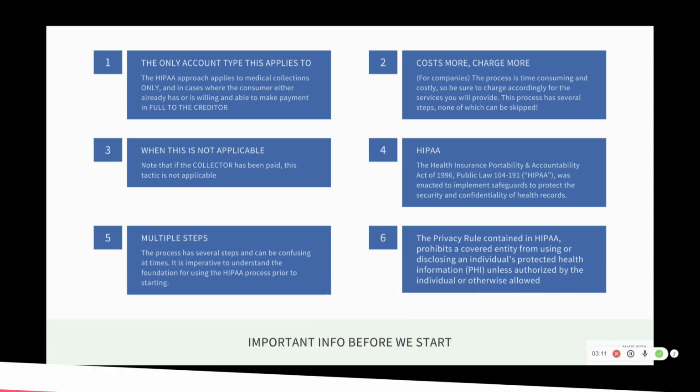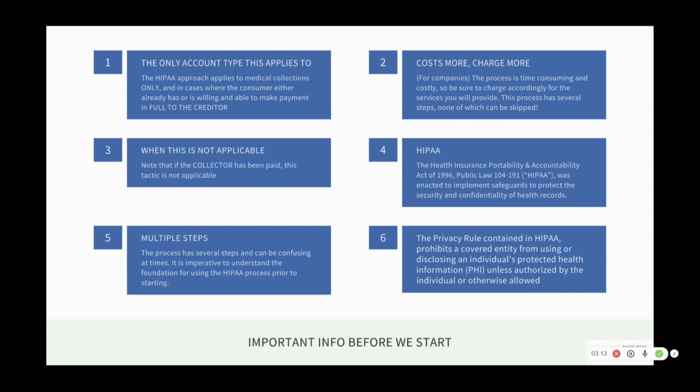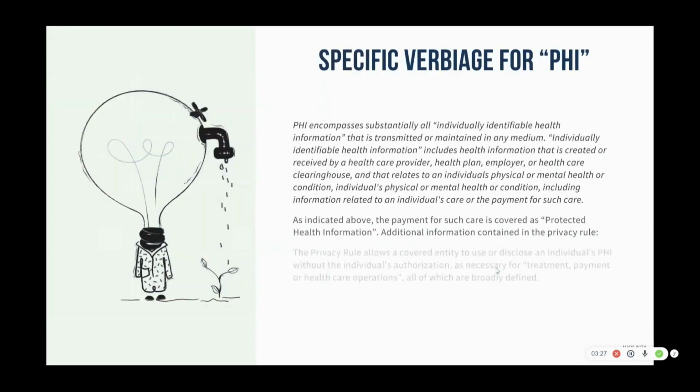Now, there's something called the privacy rule, and it's contained in HIPAA and prohibits a covered entity from using or disclosing an individual's protected health information, or PHI, unless authorized by the individual or otherwise allowed, okay? Now, specific verbiage for PHI.